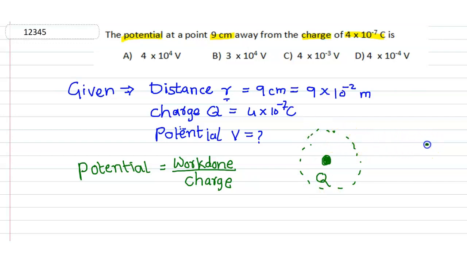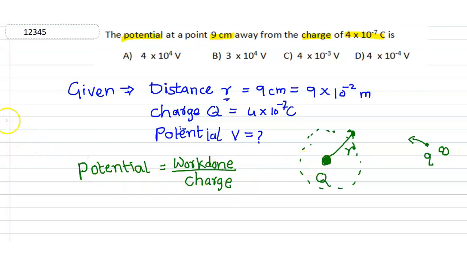And one charge of magnitude small q is placed at infinity. Now what we are doing here is bringing this charge near to the other charge, to a particular point at distance r. We are bringing the charge small q from infinity to that particular point, and we require work done. That work done per unit charge is known as potential. This is the basic definition of potential, and this is its physical meaning.